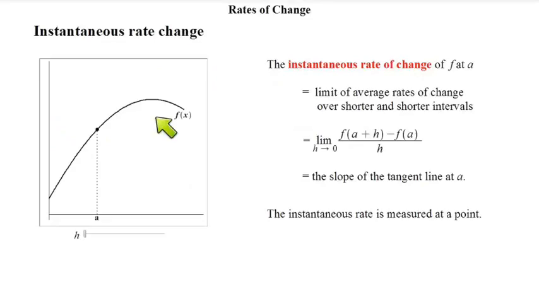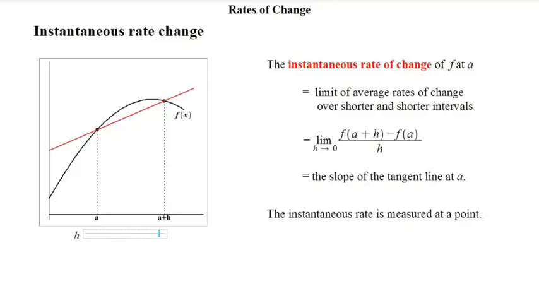Now suppose we start with a function f and a single domain value a, and we want to define the instantaneous rate of change of f at a. We're going to define it as the limit of the average rates over shorter and shorter intervals. So you'll recall from the previous slide that this quotient represents the average rate of change of f from a to a plus h, and in this diagram, if we set our h value over to here, then that quotient is the slope of that secant line.